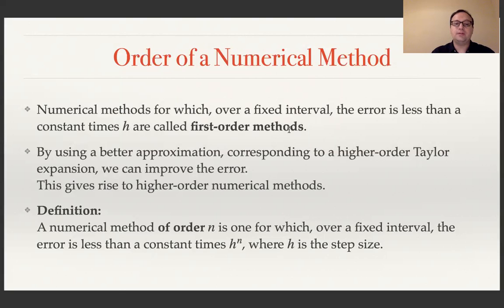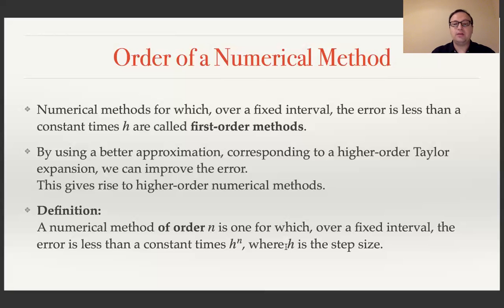However, if instead of using this linear approximation that we use for Euler's method, we use a higher order Taylor expansion, so if we use Taylor's formula with more derivatives, then we can improve the error. And higher order numerical methods take advantage of this fact. So a numerical method of order n is one for which the error is less than a constant times h to the n, where h is the step size.